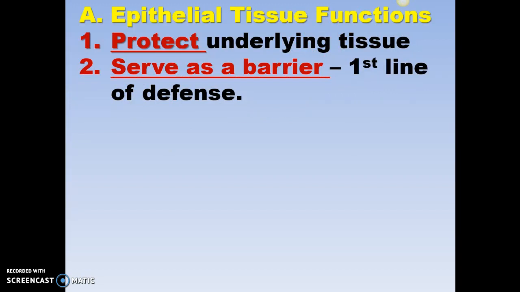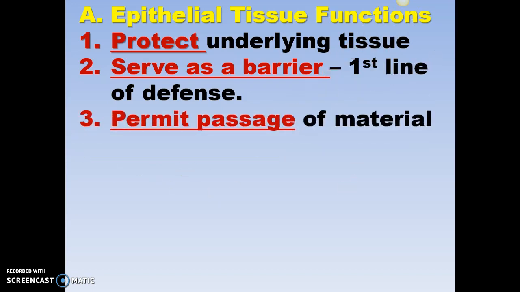It protects. I guess the number one protection is you're not getting scraped up underneath, because even if you scratch yourself, you're scratching cells off, but you got a few layers there that you're scratching off. You're not going all the way down to where the blood is. Permit passage of material. Epithelial tissue in your lungs is very thin and allows oxygen to go through. Epithelial tissue lines blood vessels. It allows water to go through.